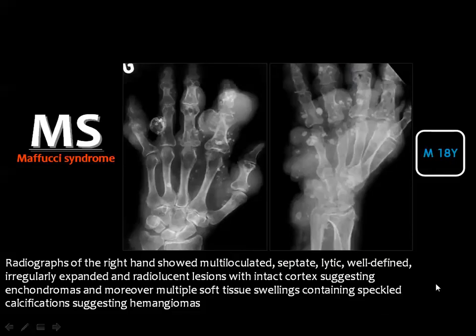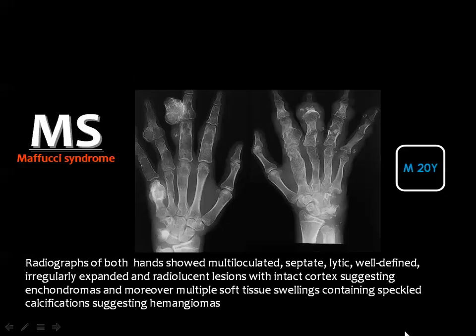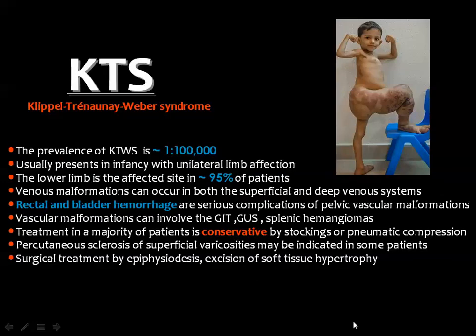This is a typical example of Maffucci syndrome in a male adolescent, 18 years old, with calcified phleboliths indicating hemangiomas, and expanding lesions indicating enchondromas. Another example in a male 20 years old with expanding lesions representing enchondromas, and calcification in the soft tissues representing phleboliths denoting hemangiomas.